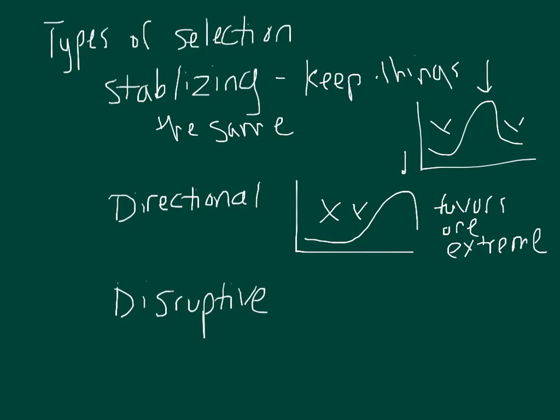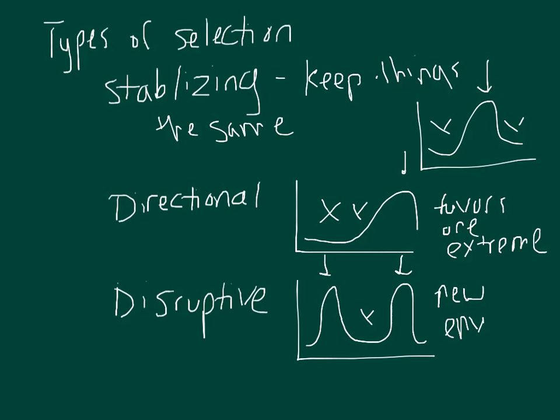Lastly, disruptive selection means we favor both extremes and we kill the intermediates. So this tends to be really common in new environments that are different. So evolution can work in three different ways by selecting different types of traits. You either keep things the same, stabilize it, directional, shift to the right or left, or disruptive, where you're keeping either extreme and killing off the intermediates.